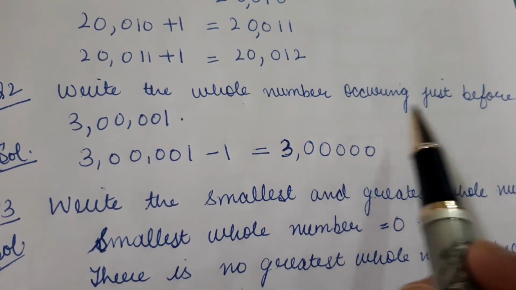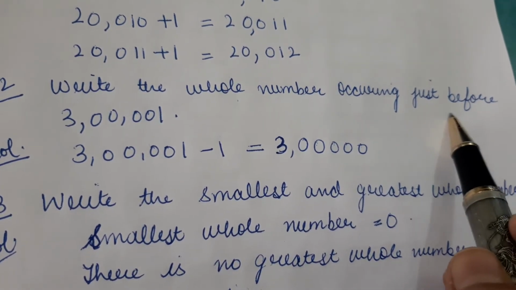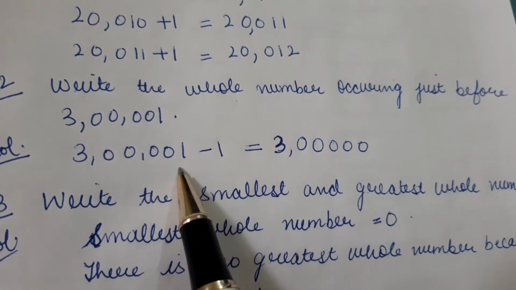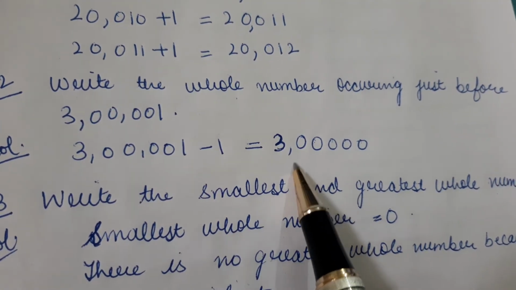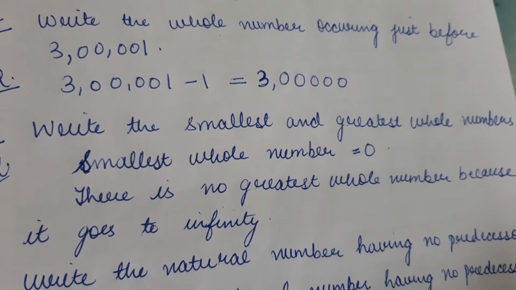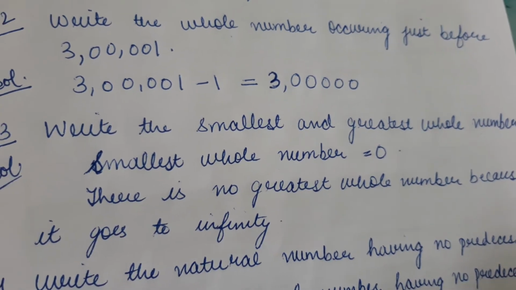Question number 2 is write the whole number occurring just before 3 lakh 1. Before means minus 1, so we will subtract 1 from this number. We get 3 lakh.